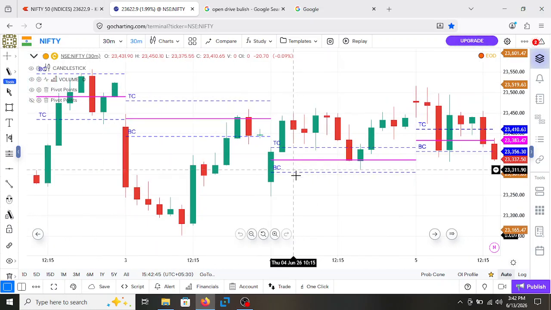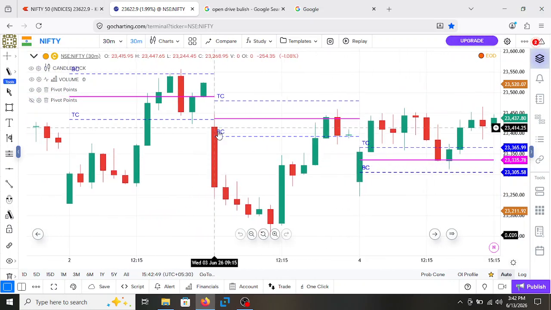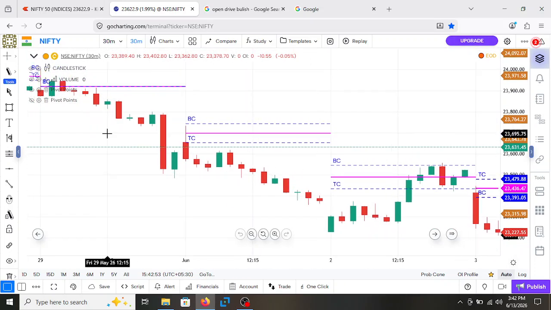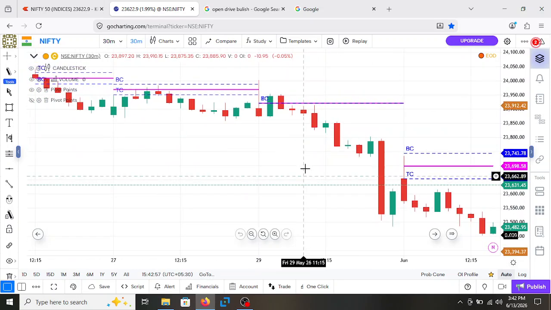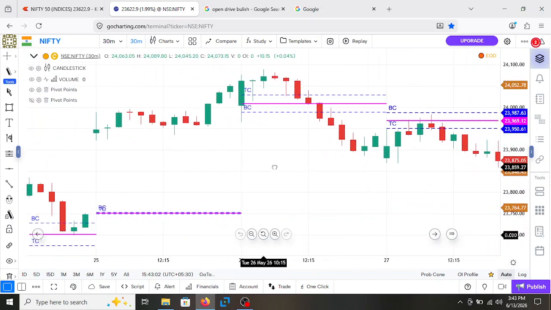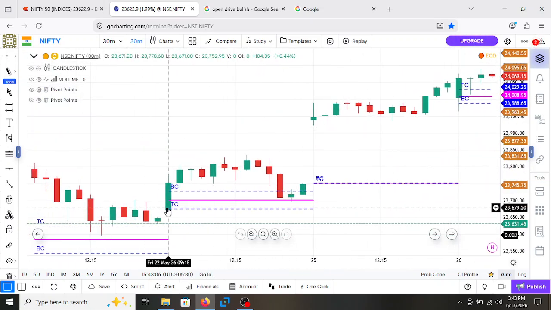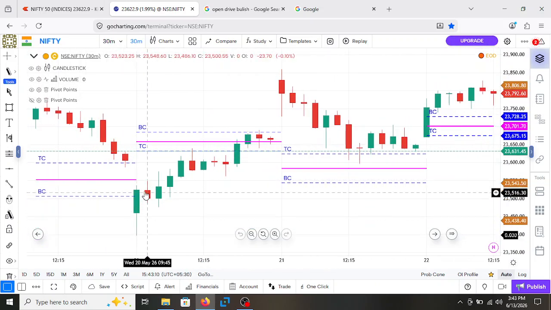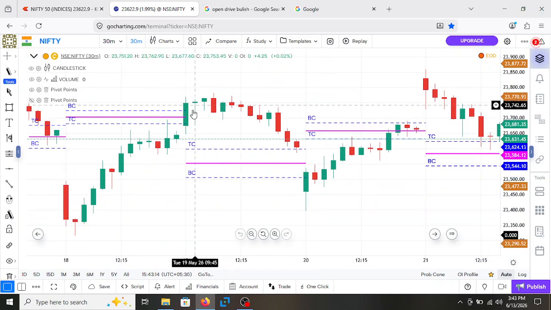So we have studied the open test drive bullish, open test drive bearish, open drive bullish, open test drive bearish, open test drive bearish, and open test drive bullish several times.